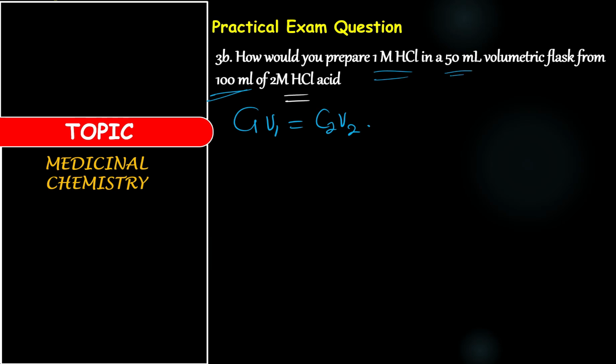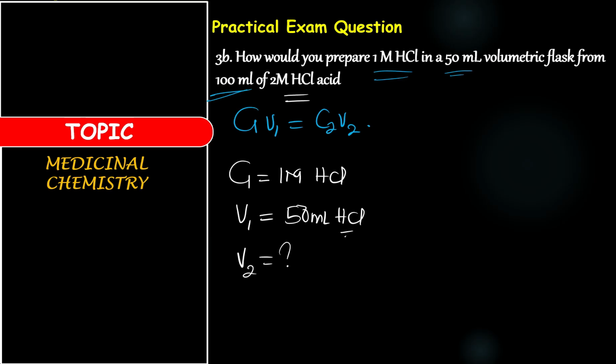So let us say our C1 is the concentration, 1 molar HCl. V1 is 50 ml HCl. Now this is what you want to prepare, but they gave you 100 ml of 2 molar HCl. Now you want to know the amount of this 2 molar HCl you are going to take. So your V2 is unknown.